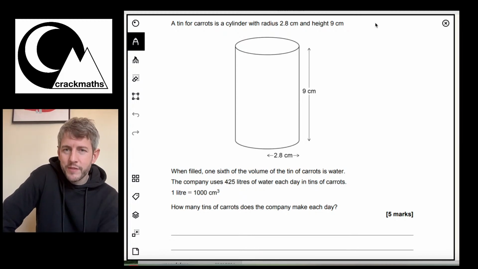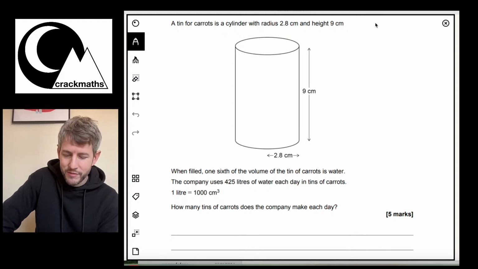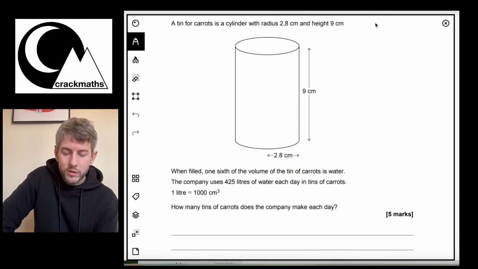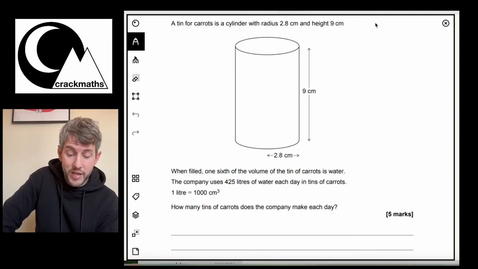Let's have a quick read of this question, and then we can have a look at how to answer it. A tin of carrots is a cylinder with a radius of 2.8 centimetres and a height of 9 centimetres. When filled, 1/6 of the volume of the tin of carrots is water. The company uses 425 litres of water each day in tins of carrots. 1 litre equals 1,000 centimetres cubed. How many tins of carrots does the company make each day?